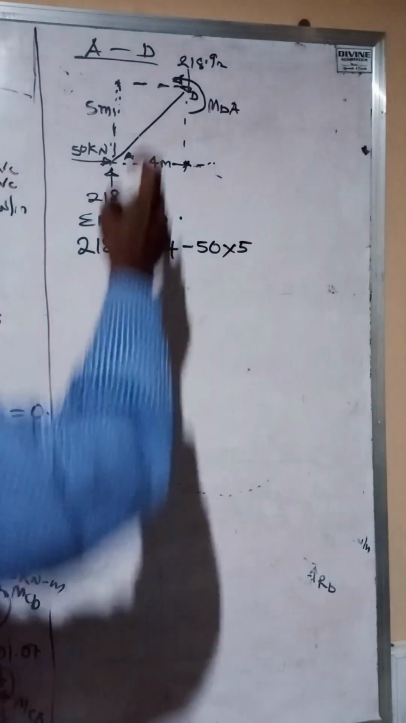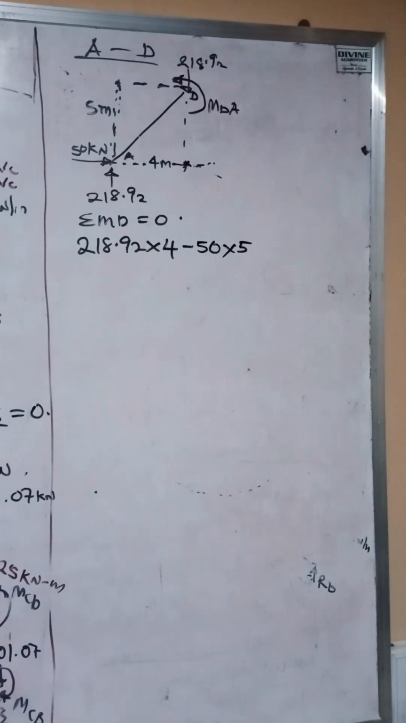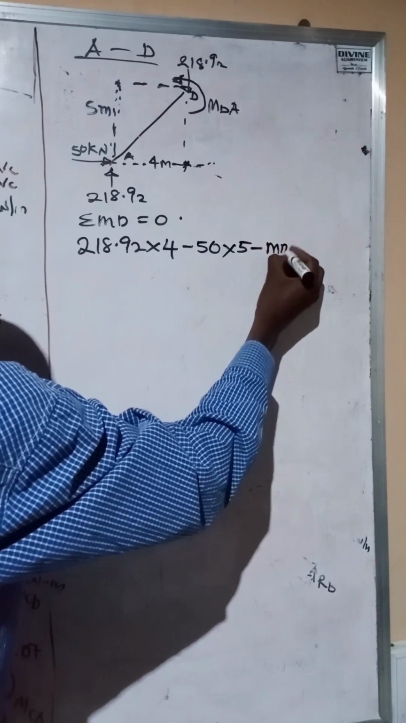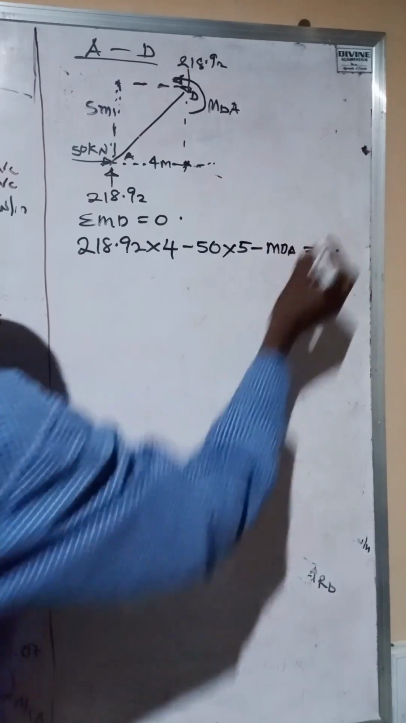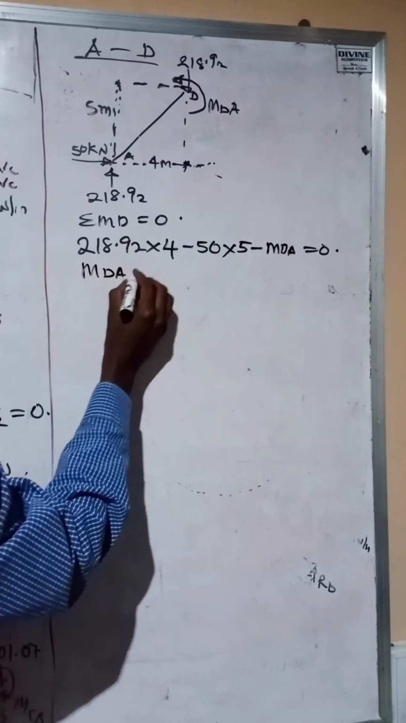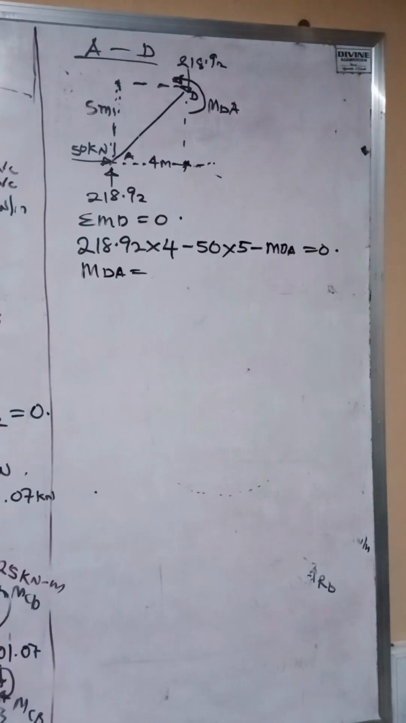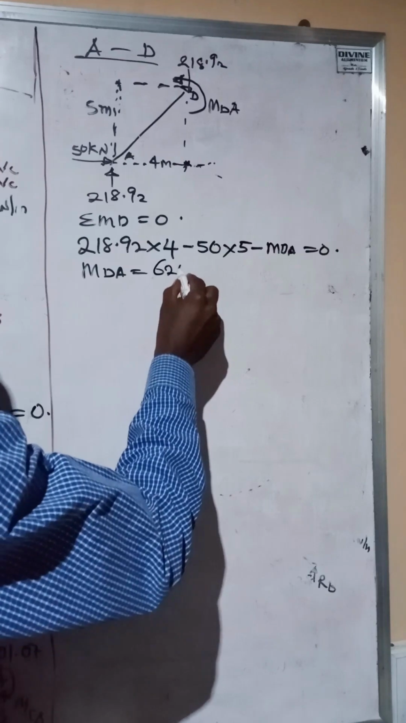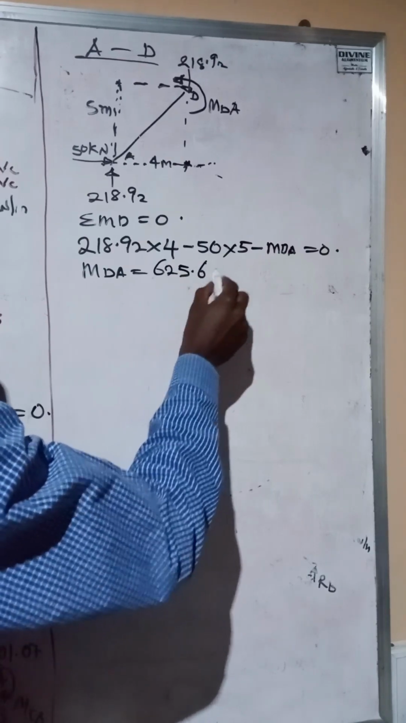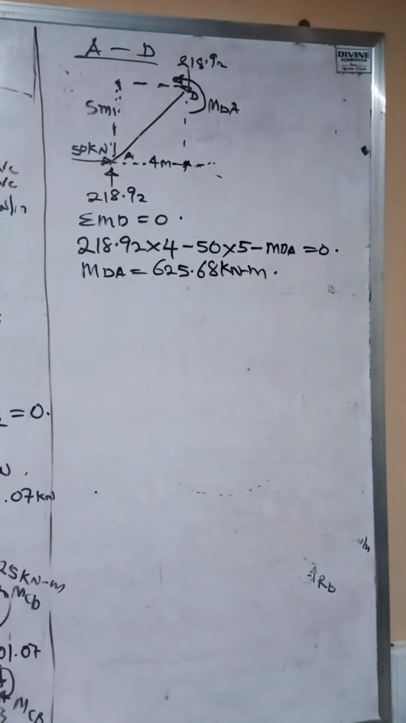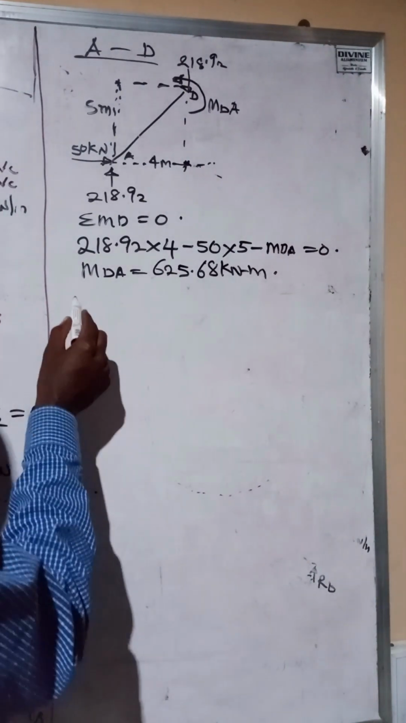Okay. Now we have at D a moment which we call MdA. That one is anti-clockwise. So we'll just say MdA, all equal to 0. If we do that, MdA becomes 625.68 kilonewton meters. That is our MdA. So once we know MdA, next we're going to consider the next span.